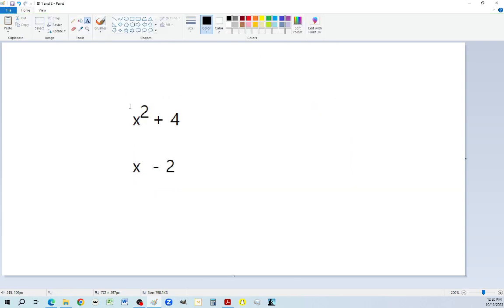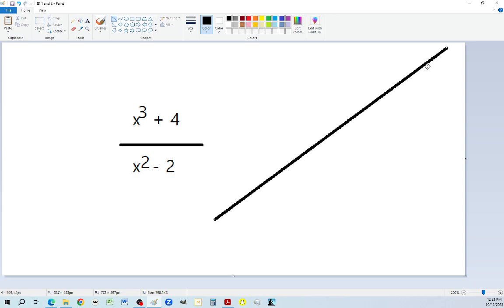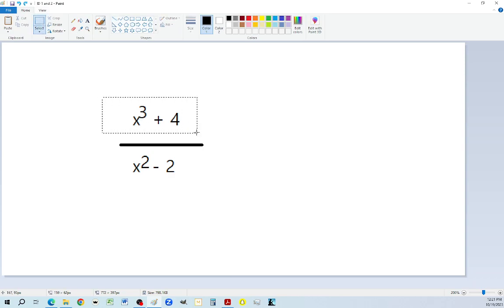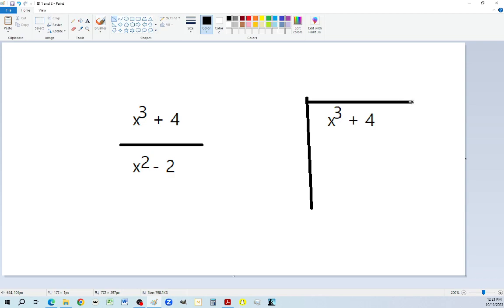Because the power up above is bigger than the power down below, we have an oblique asymptote. An oblique asymptote is something that will be like this, and I'll show you in the graphing calculator. But here we're going to start by figuring out the oblique asymptote. And what you do here is go back to an old school technique called long division. And you divide x squared minus 2 into x cubed plus 4. I'll keep a copy here.